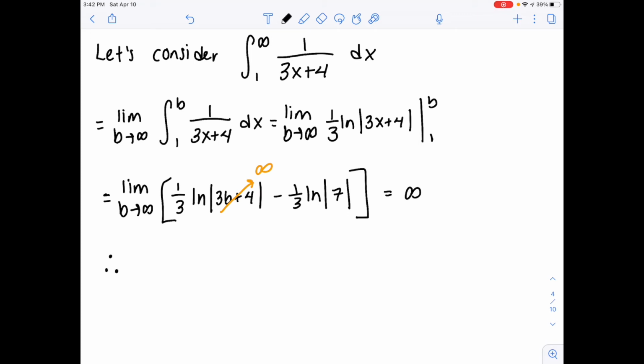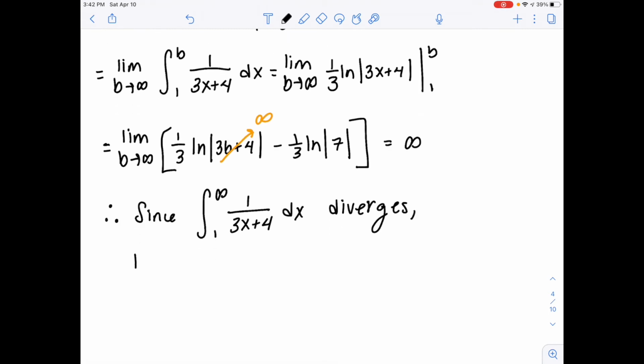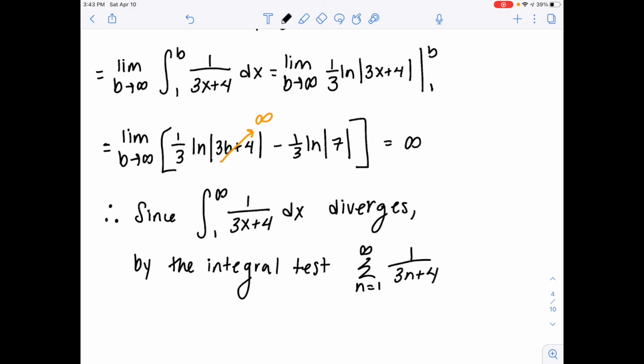So in conclusion, since the integral from 1 to infinity of 1 over 3x plus 4 dx diverges, we can draw the conclusion by the integral test that the infinite sum from, oh, that was an awful sigma. Let's try that again. The sum from 1 to infinity of 1 over 3n plus 4 also diverges.